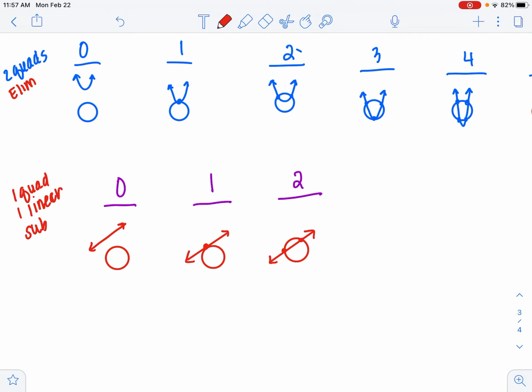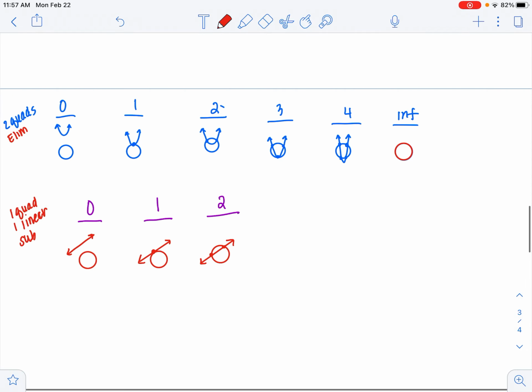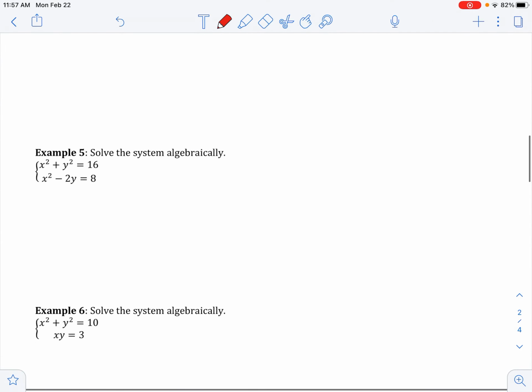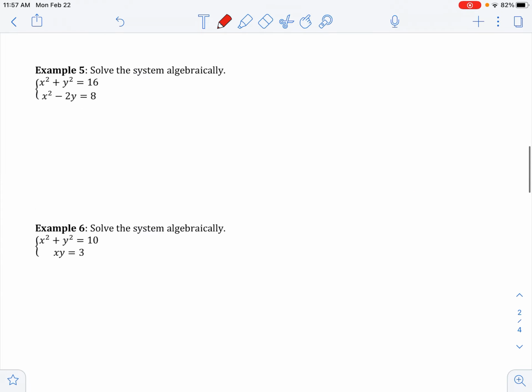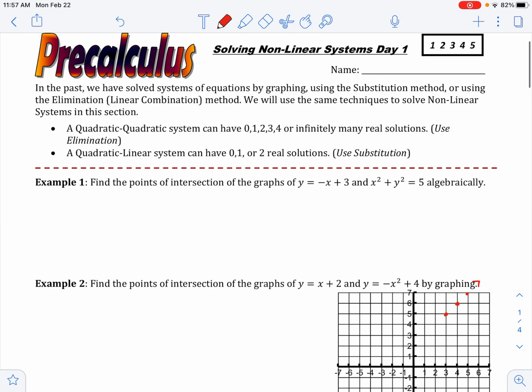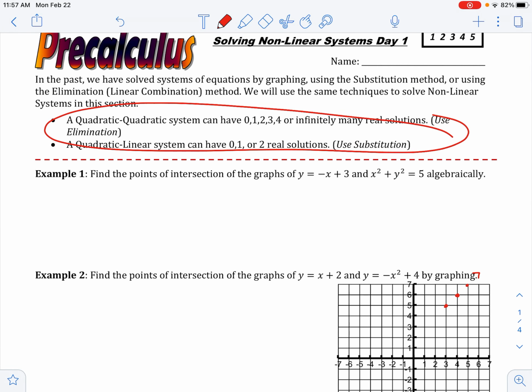Circle and a line. Here's them intersecting twice. 2 solutions. Can't get them to intersect 3 times. And I cannot have them intersect infinitely many times because 1 is a quadratic, 1 is a linear equation. So that's why you have these possibilities. Okay, so once again, if it's 2 quadratics, elimination. 1 quadratic, substitution.